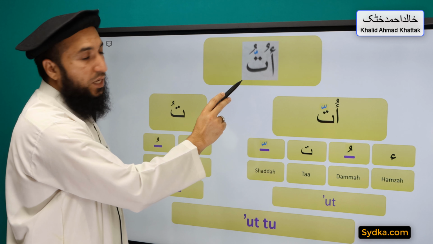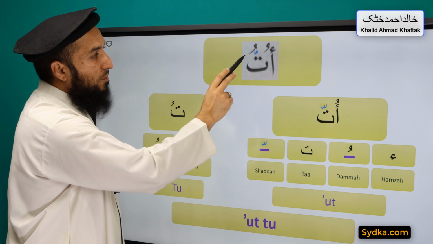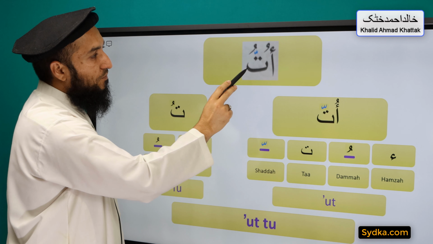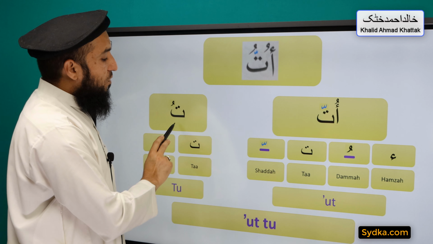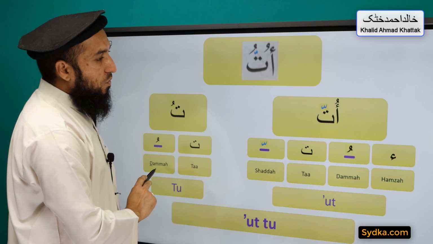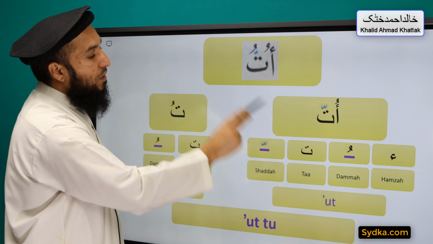The second syllable we have is ta dhamma tu. Ta is a light letter, it has dhamma on top of it and it is prolonged for one count. Ta dhamma tu. Combining both syllables together, we have uttu.